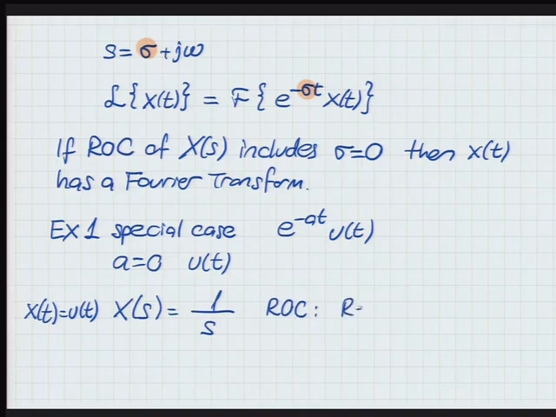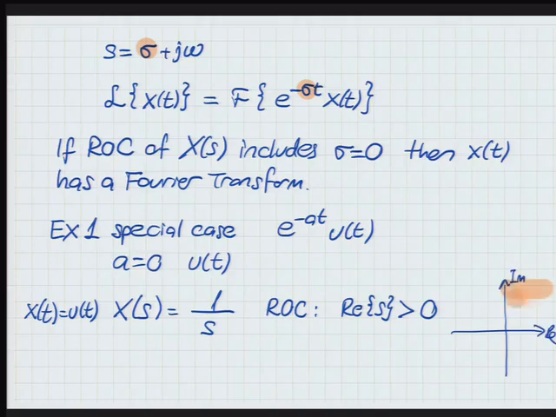The real part of s must be strictly greater than 0, right? So this is the ROC. Real part, imaginary part, and then the ROC is to the right of the imaginary axis, right?